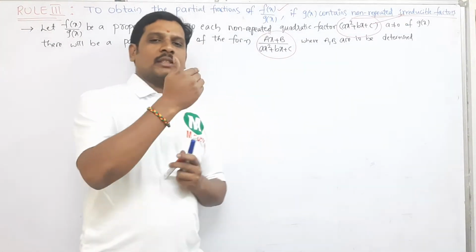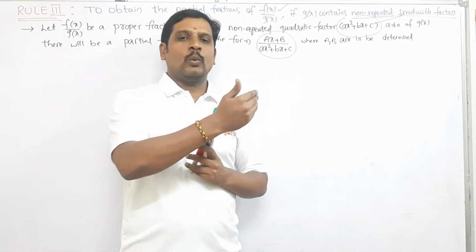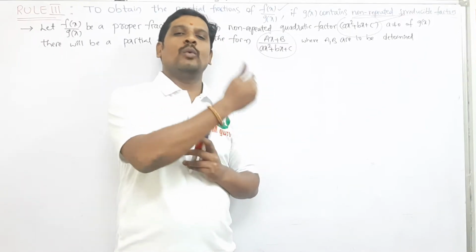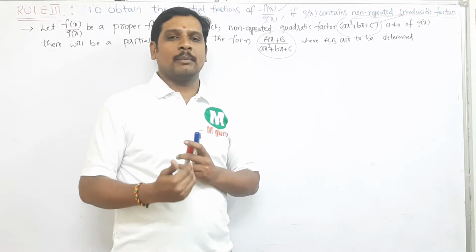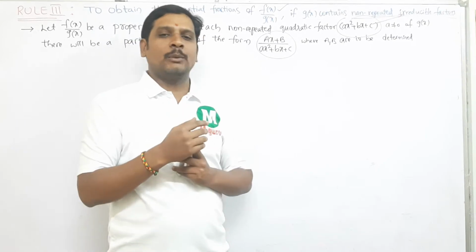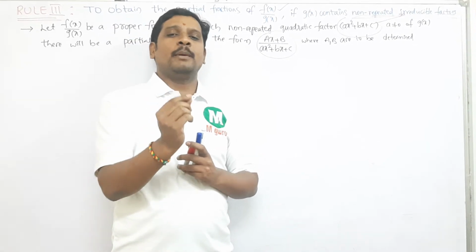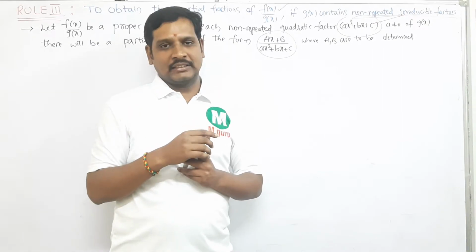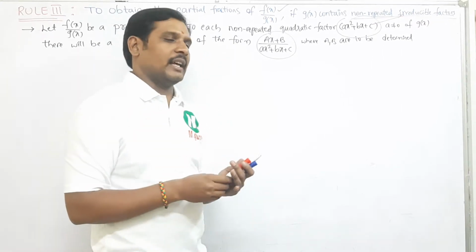Always, after doing rule 1, it helps us to solve the problems of rule 2, and rule 2 helps us to solve the problems of rule 3, because even along with this irreducible quadratic factor, there might be a linear factor or repeated linear factors also. Let us see this with an example.